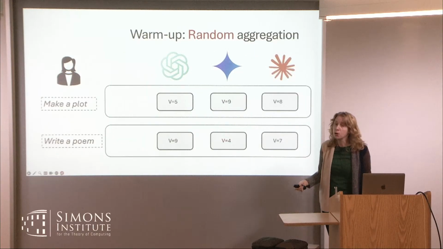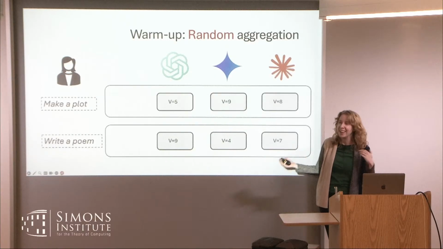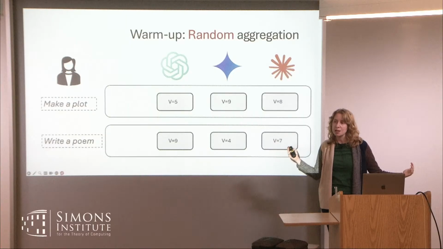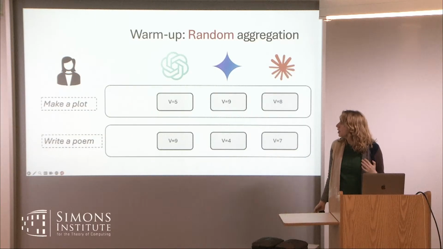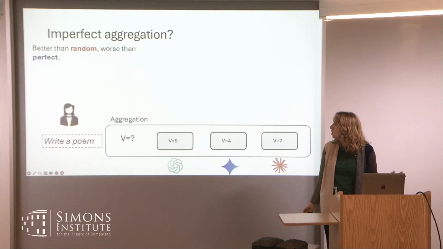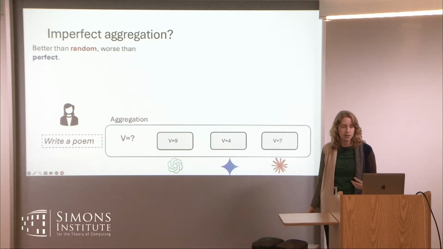On the opposite extreme, you could also consider random aggregation, which is just saying you randomly pick a model. You don't really care whether it's better or worse for your task. We're going to view these as two extremes. We're going to look at something that's in between. So in particular, this is random aggregation, just taking the average. We're going to look at something that's better than random, but worse than perfect, and see how this affects user utility and the incentives we're interested in.